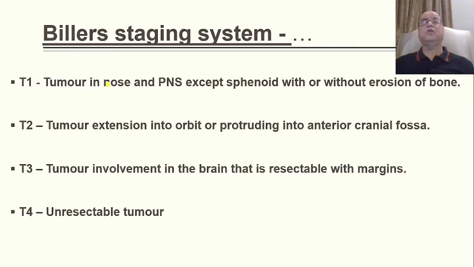Then MILLAR staging system is very straightforward. Type 1: the tumor is in the nose and paranasal sinuses, except the sphenoid, with or without erosion of the bone. Type 2: the tumor has extended into the orbit, or it is protruding into the anterior cranial fossa. Type 3 is when it has involved the brain, but still it is resectable with its margins. And type 4 tumor is when it is unresectable intracranially.